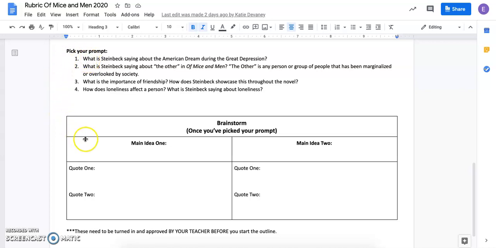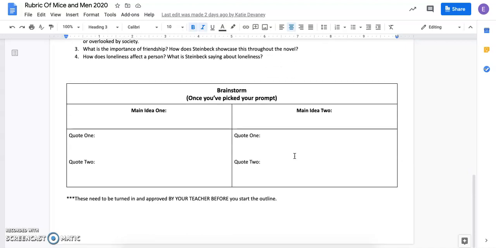And then down below, you're going to think of one main idea and a second main idea to support your answer, to support your prompt. I'll use the example, what is the importance of friendship? How does Steinbeck showcase this throughout the novel? I would talk about one way of the importance of friendship, and I would talk about a different way of the importance of friendship. And then I would find two quotes to support this idea, all from Of Mice and Men. And then I would find, for my second main point, two quotes from Of Mice and Men to support this main idea. Yeah, and that's just about it.